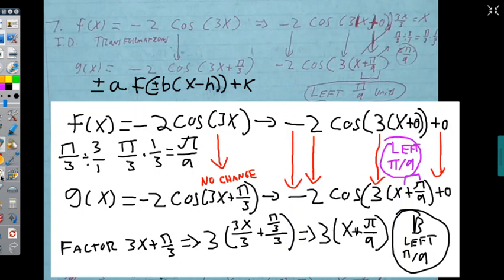Alright. Am I good to clear annotations, or are people still writing things down? Alright. I'm going to clear annotations.